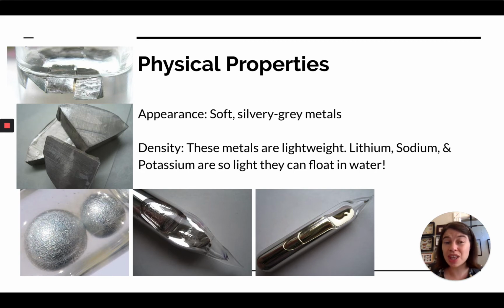The other thing to note is that they are really soft. I can cut any of these with a butter knife. It might be a little bit difficult to cut lithium with a butter knife, but I could do it. Sodium, it's pretty easy to cut with a butter knife, and potassium has the consistency of cream cheese. I could spread it on toast. That would be a terrible idea, but that's how soft it is. So these are soft, silvery gray metals. They're pretty lightweight, and that's what the alkali metals look like. Make sure you've copied that down into your notes. Feel free to pause this now if you need to, and hit play again when you're ready.